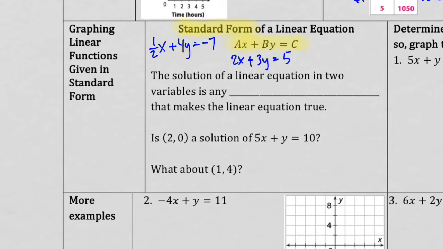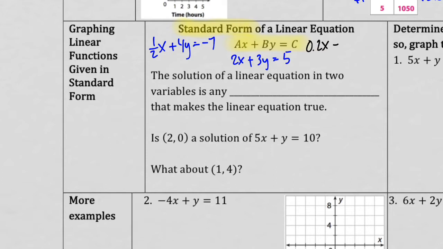There's the x, there's the y, there's a number next to x, which we call the coefficient, 1/2. There's a number next to y, which is 4. Here's the coefficient. And there's a constant on the other side, which is -7. Right? So A, B, or C could be positive. They could be negative. They could be fractions. They could be decimals.